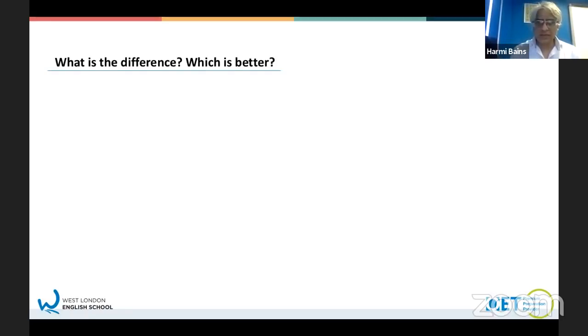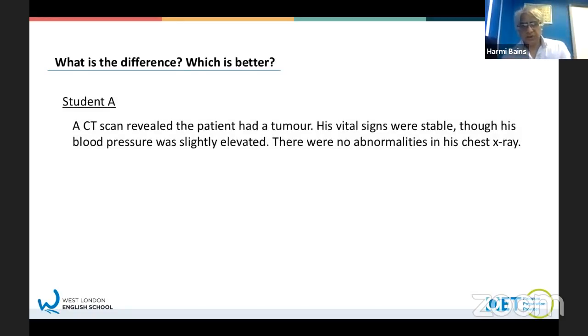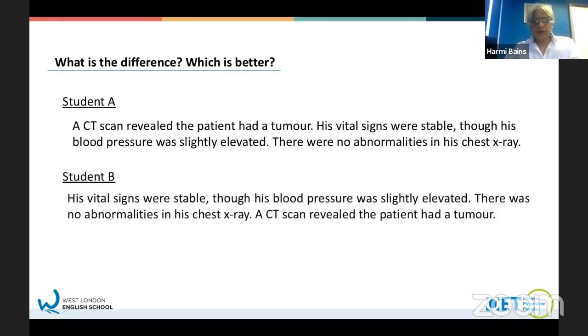Let's have a look at a couple of paragraphs. These are really short. So this says, what is the difference, which is better? Student A wrote, a CT scan revealed the patient had a tumour. His vital signs are stable, though his blood pressure was slightly elevated. There were no abnormalities in his chest X-ray. Student B wrote his vital signs were stable, though his blood pressure was slightly elevated. There were no abnormalities in his chest X-ray. A CT scan revealed the patient had a tumour.